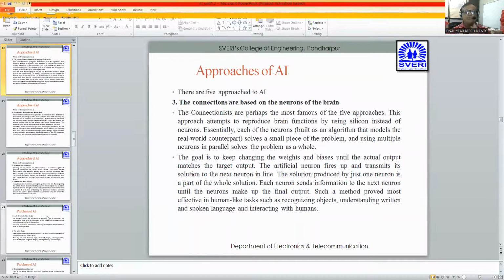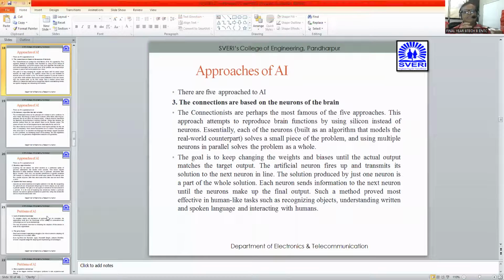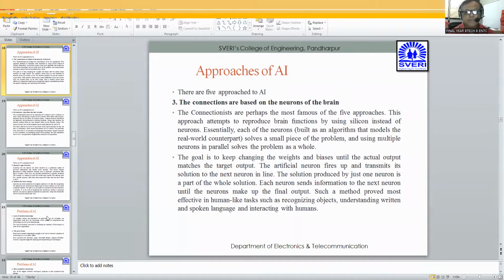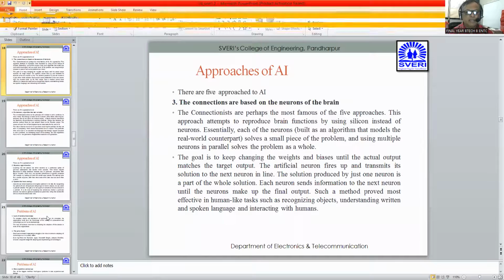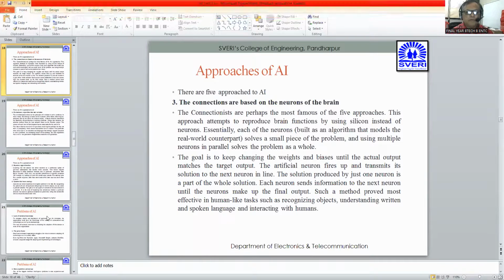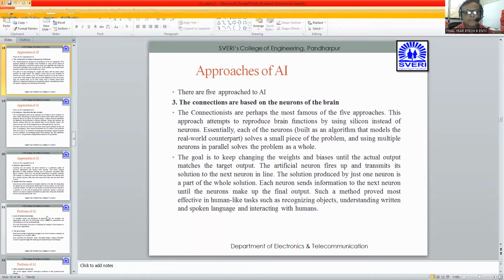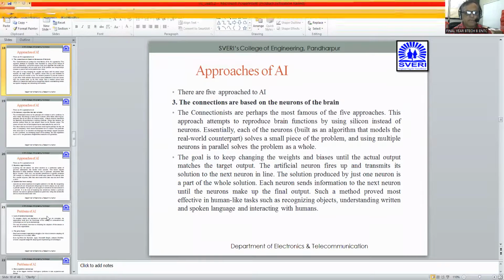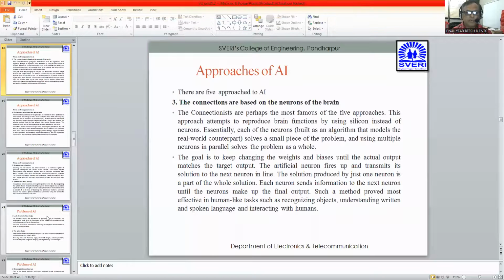So there we have neurons that interact with each other and take an action, take a decision. In case of artificial intelligence, you can see that these neurons will be replaced by silicon. Essentially, each of the neurons is built on an algorithm that builds the real world counterparts. So each of the neurons plays a very important role and solves small pieces of problems. Using multiple neurons in parallel solves the problem as a whole.